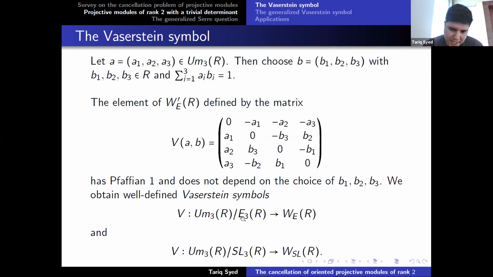The only thing one has to check then is that it's actually well-defined on this orbit space. It's compatible with the actions of E3 and SL3 at each step, but that's very easy. Okay, so that's the Vaserstein symbol. Usually one calls this map the Vaserstein symbol, sometimes also this, but I think this is the original Vaserstein symbol as defined by Suslin and Vaserstein. Yeah, so this is the Vaserstein symbol.